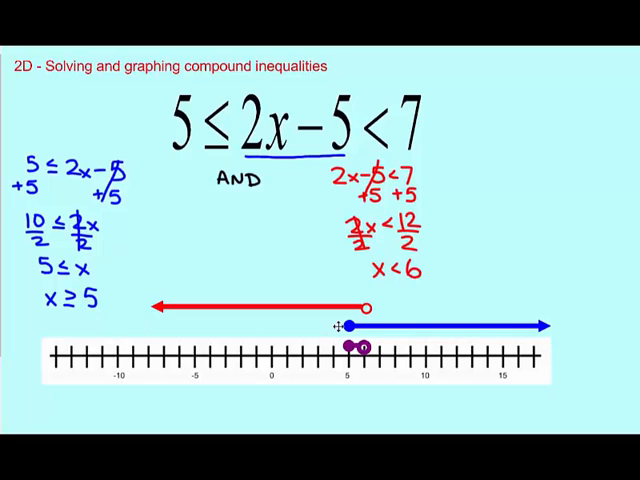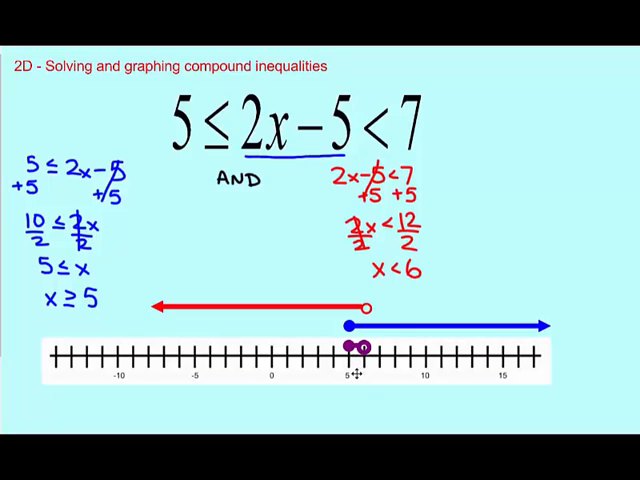That's indicated by this blue graph. On the right, we get x is less than 6. That's indicated by the red graph. This purple graph is your final solution. So it includes 5, goes up to 6, but does not include 6 because it's not equal to 6, and the points in between.